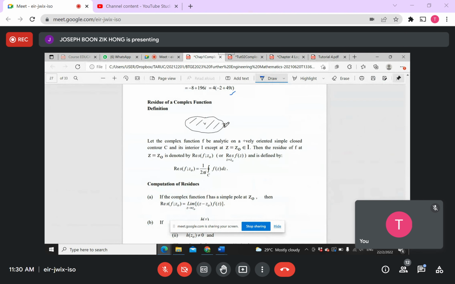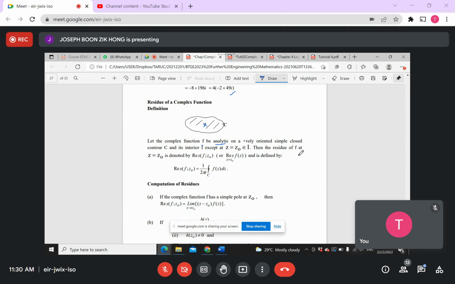Okay, residue. Residue will be another thing. So what is residue? By definition, let's say I have the complex function f. It must be analytic on and inside a positively oriented simple closed contour C and its interior, except at z equal to z naught. Except this point.